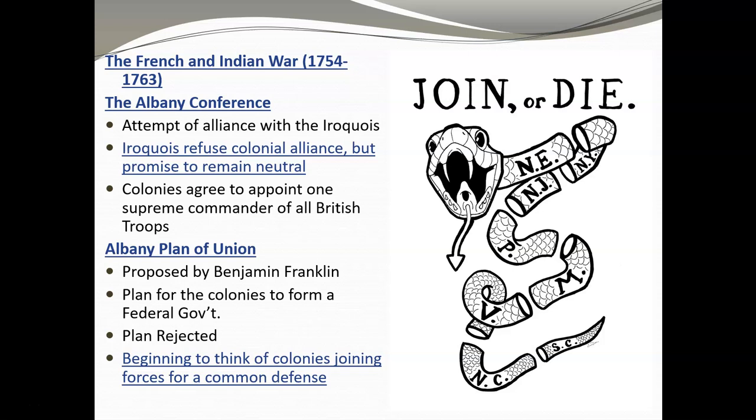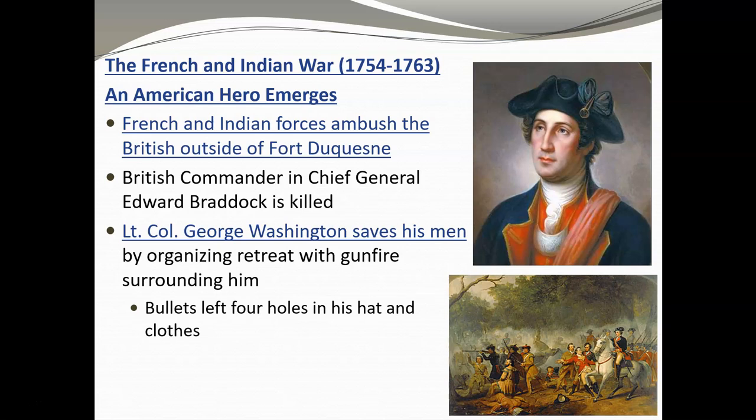The other idea was that they needed to join together because they were stronger together than they were if they were separated. The plan's rejected, but it is one of the first signs that we see of the colonies beginning to think of themselves joining for a common defense. Now, George Washington emerges a hero while he's fighting in the French and Indian War.